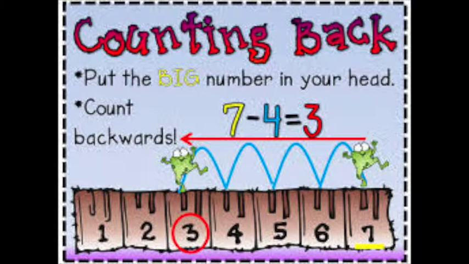Subtraction is when we are counting back on the number line. We put the big number in our heads and we have to count backwards. So here we see our frogs going back on our number line. 7 minus 4 equals 3.